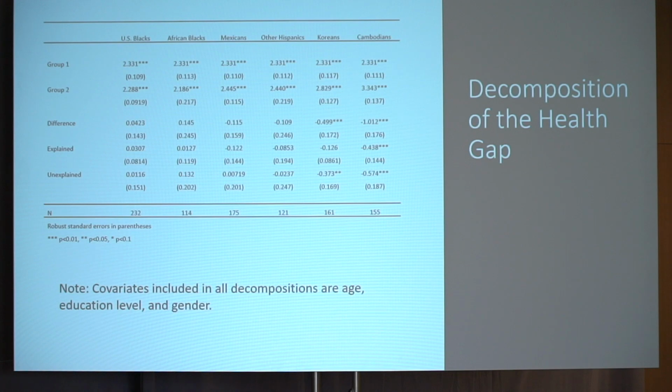On average, Koreans report a health score 0.5 points higher than whites, primarily due to unexplained factors. In comparison, Cambodians report a score of a little over a point higher than whites, with an equal or almost equal combination of explained and unexplained factors.